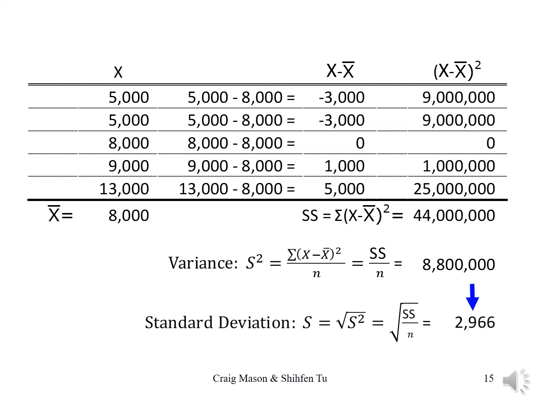Finally, we take the square root of the variance to calculate our standard deviation s, which is 2,966. Notice the scores are 1,000 times larger, and the standard deviation is also 1,000 times larger. So it does continue to line up perfectly with the spread that we see in our scores around the mean.